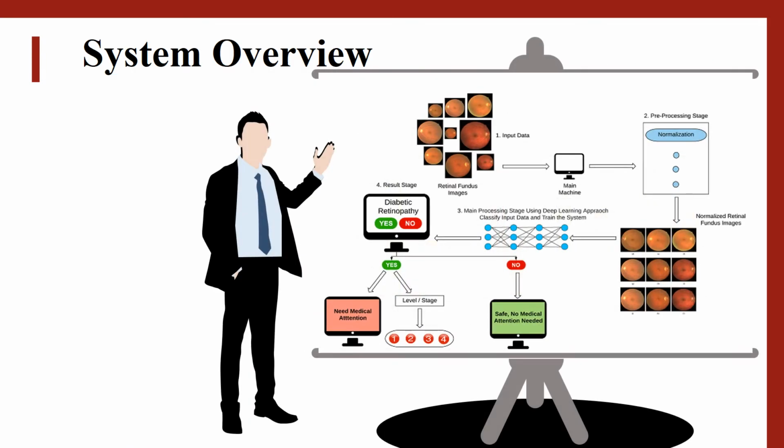Going through our system overview, we start with uploading the images to our system, and the system passes through different stages. First, pre-processing, where we normalize all the images to be equal in size. Then the main process stage takes place, where we classify the input data and train the system. Finally, the last stage is the result stage, where the doctor views the result showing whether the patient has diabetic retinopathy or not. If yes, the system shows which stage the patient is in.